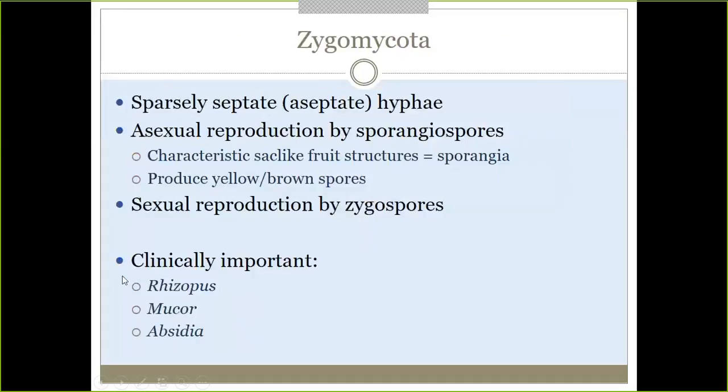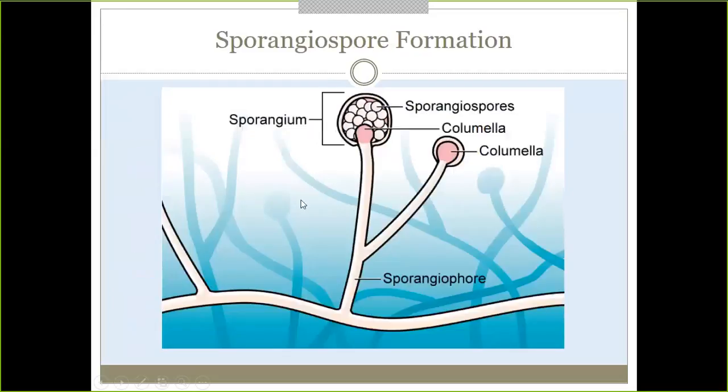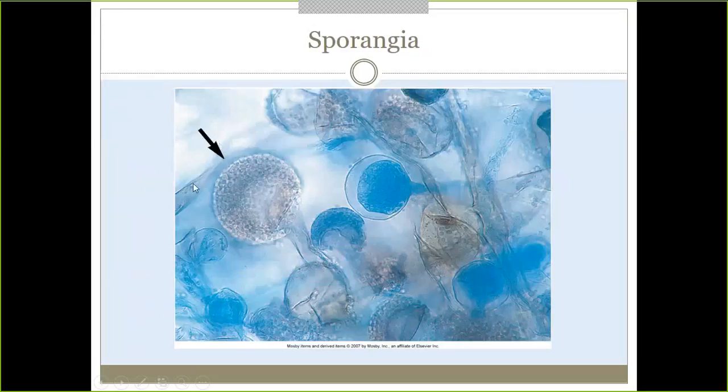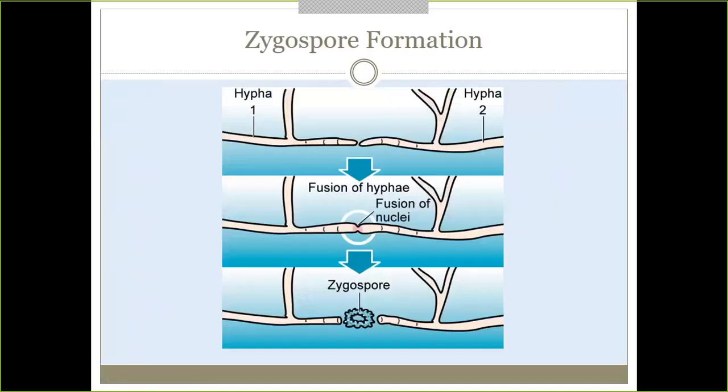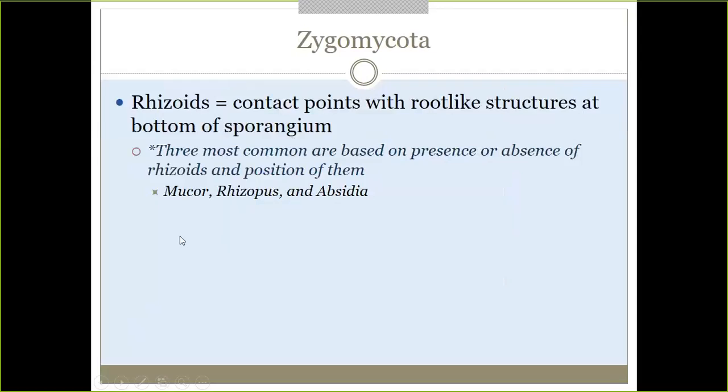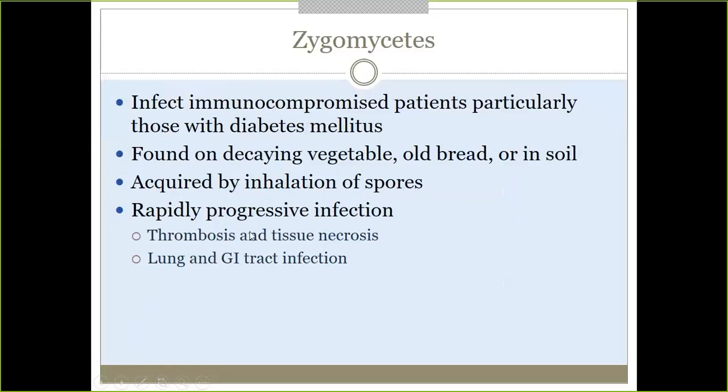So this is just showing, by the way, they reproduce through sporangiospores. So they make spores in these fruit-like structures. And so they're just showing you this here. Here's a real life picture. Aren't they pretty? Molds are so pretty under the microscope. I love them. They're not pretty on your food, but they're pretty under the microscope. All right, so again, this is just background information on how they reproduce and make these spores. But the key, what I'm getting to, is the rhizoids, the contact points with root-like structures. So again, these three are going to be based on if they have rhizoids and where they have them.